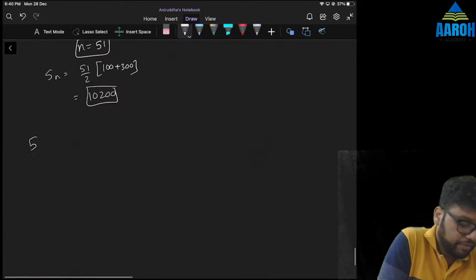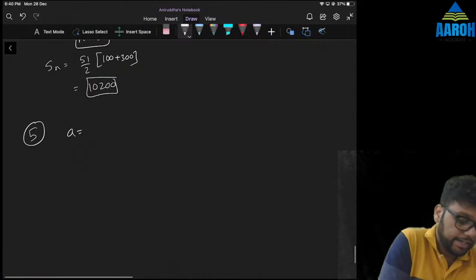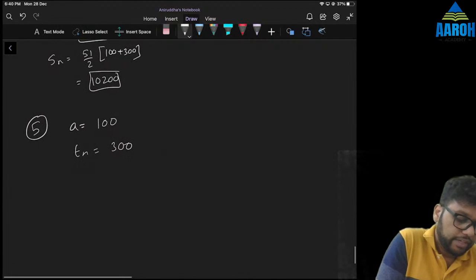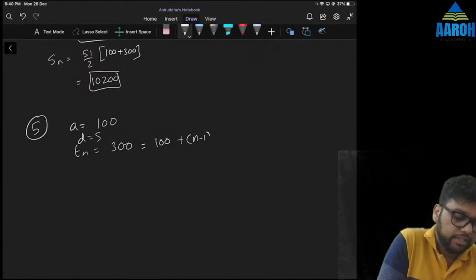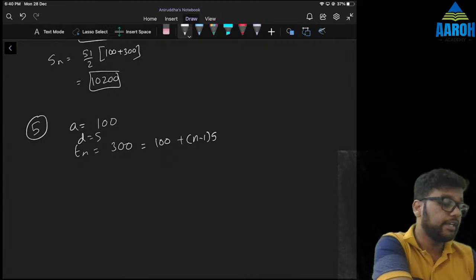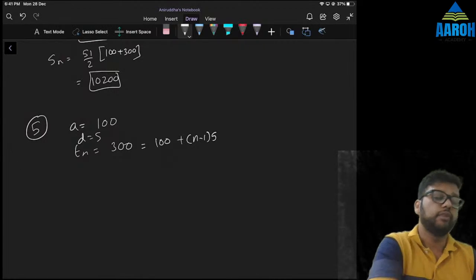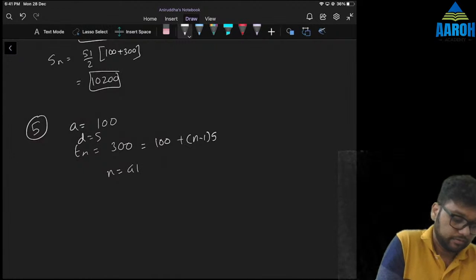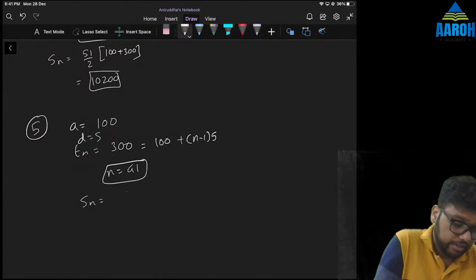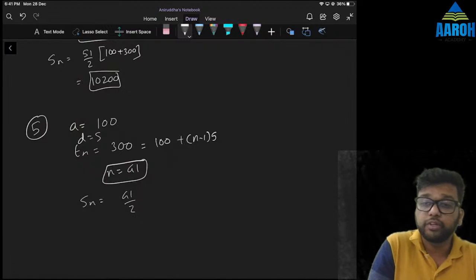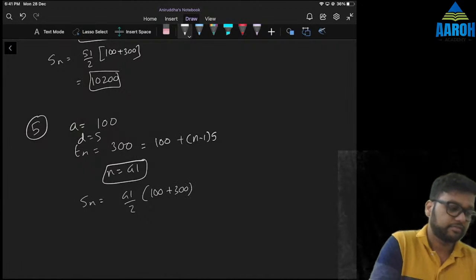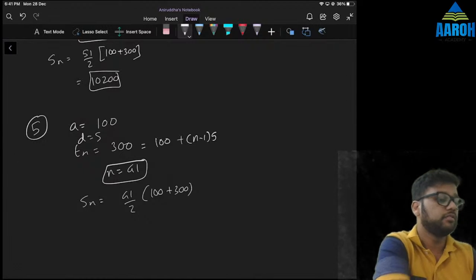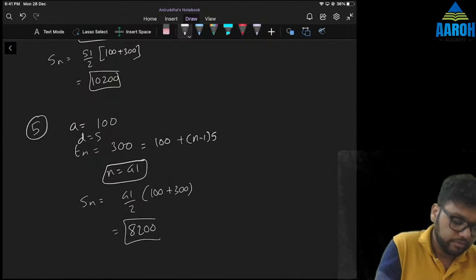Let's calculate for divisible by 5. Again, first number is the same, 100. Last number is also the same, 300, because both are divisible by 5. We can find n as common difference is now 5. So a plus n minus 1 into d. So n will be 300 minus 100 divided by 5 plus 1, that is 41. That means Sn will be n by 2 into a plus tn. So it will be 400 into 41 by 2. That is 8,200.